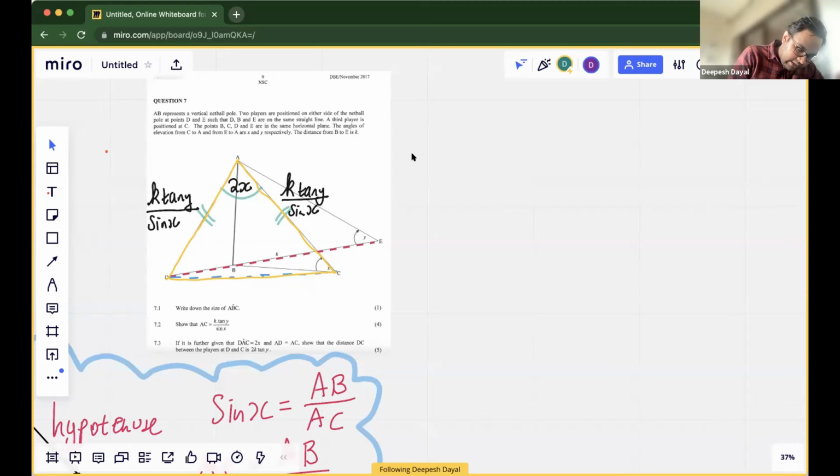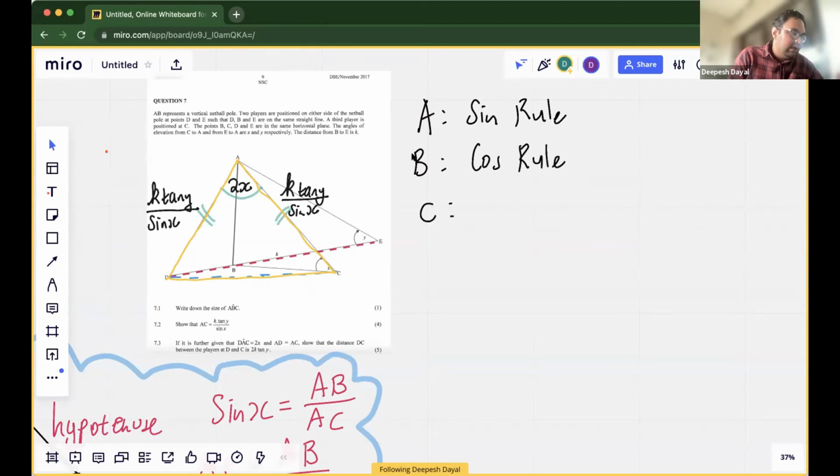So are we going to use A, sine rule? Are we going to use B, cos rule? Are we going to use C, SOHCAHTOA? Are we going to use D, area rule?